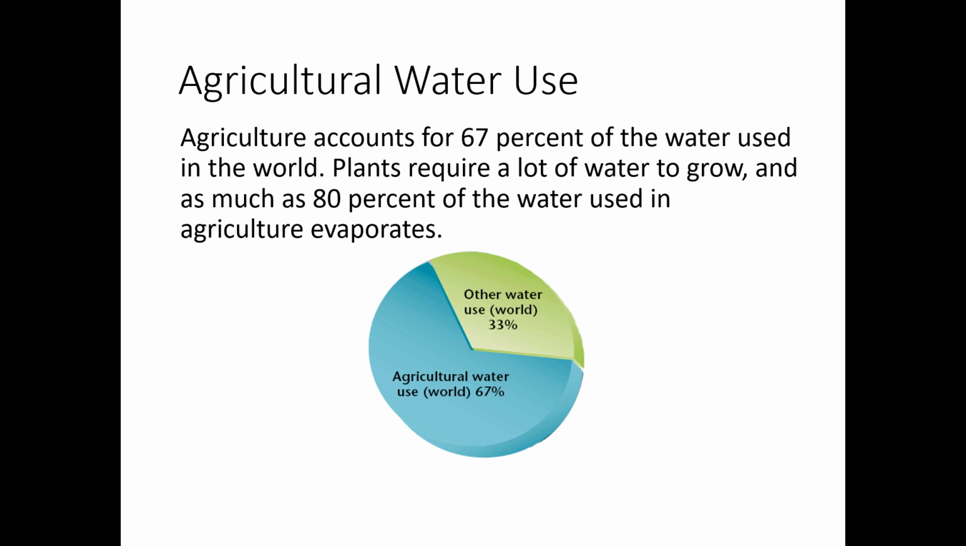Agriculture accounts for about 67% of the water use because we rely on plants for much of our food, but plants also just need a lot of water to grow. And the process of getting that water to plants really is not very efficient, because nearly 80% of the water we use for plants is actually going to evaporate, which isn't good.